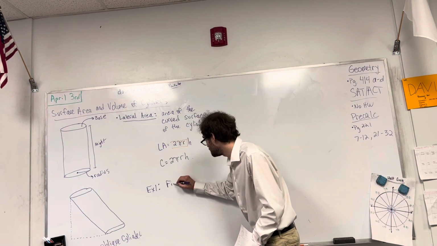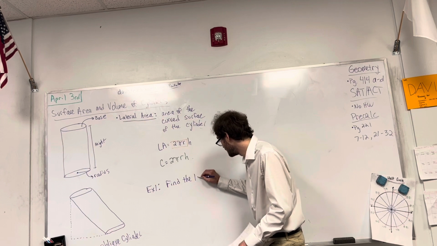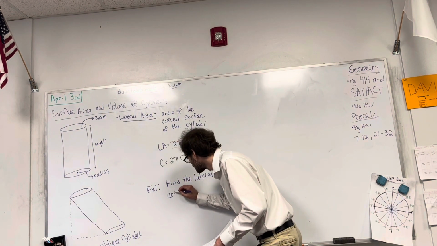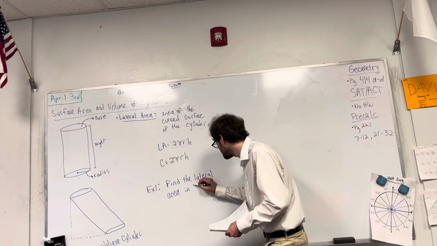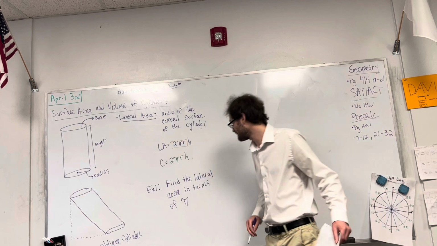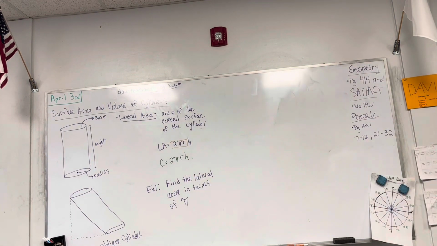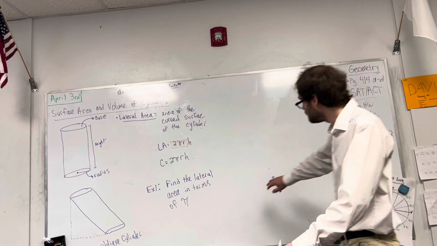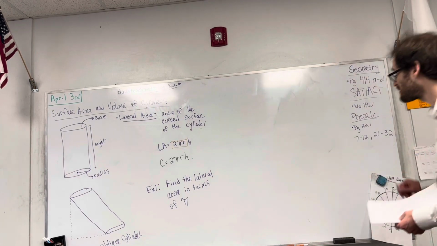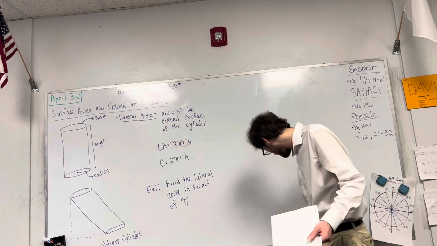Right, we're going to find the lateral area in terms of pi. Definitely don't forget that in terms of pi component. All that means is I leave pi in my answer. I do not round it. And of course I need to actually draw the shape for us here.